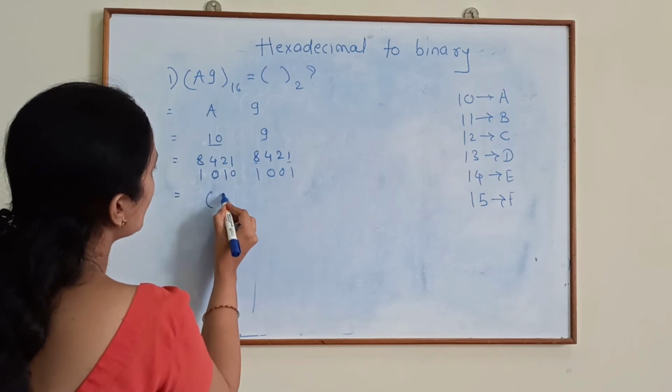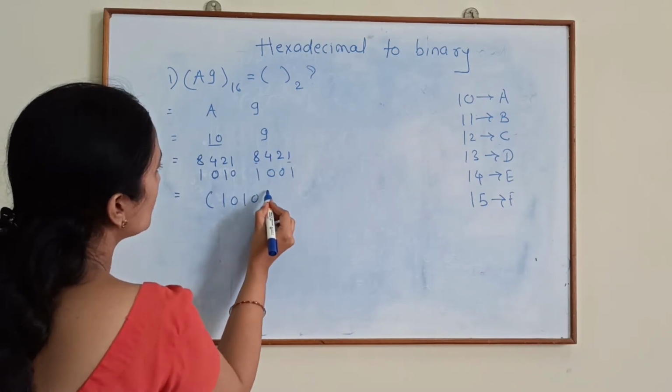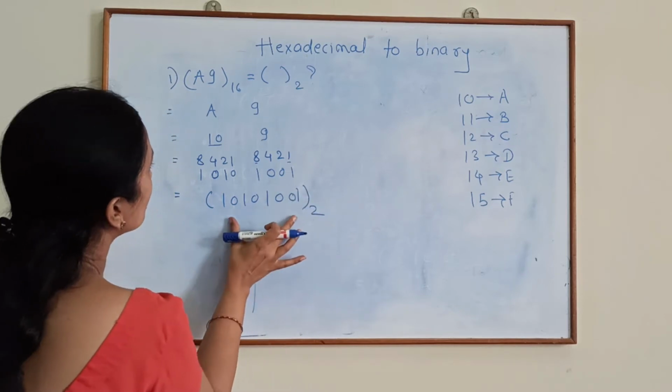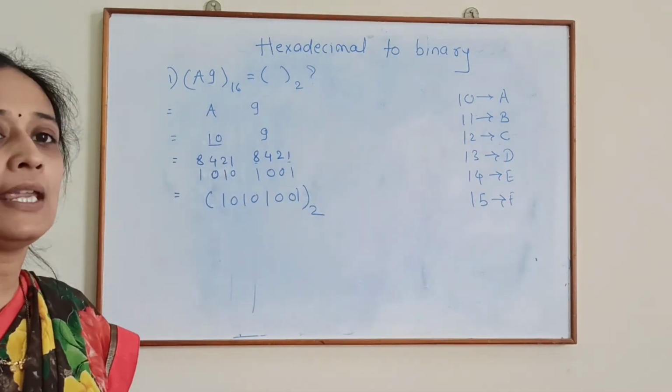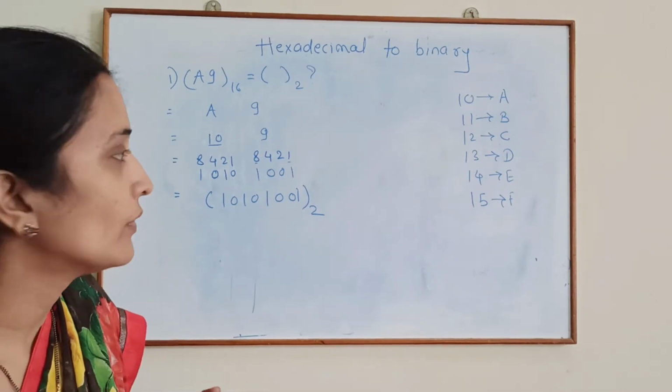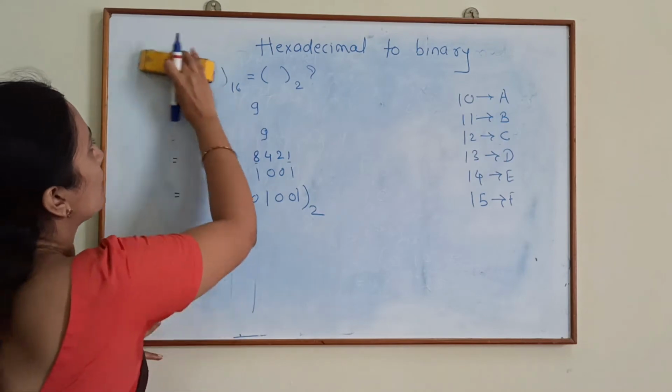Therefore, we can write 10101001. This is the binary equivalent of the hexadecimal number A9. This is the method for conversion of hexadecimal to binary.